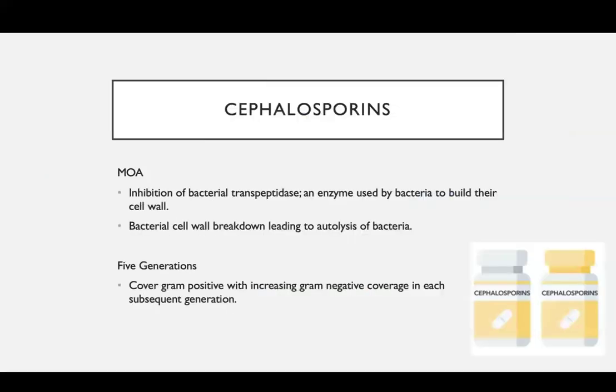Next, we'll move on to our cephalosporins. Again, these antibiotics inhibit bacterial transpeptidase, an enzyme used by bacteria to build their cell wall. So they inhibit that enzyme, and therefore you have autolysis of bacteria and bacterial cell wall breakdown. Our cephalosporins are composed of 5 generations. They cover gram-positive organisms, and as you increase in subsequent generations, you increase your gram-negative coverage.